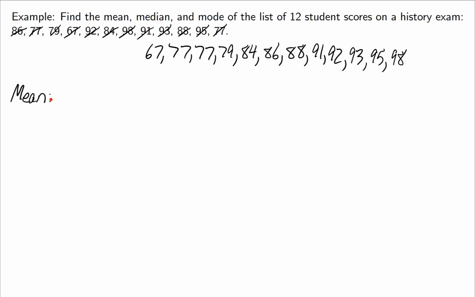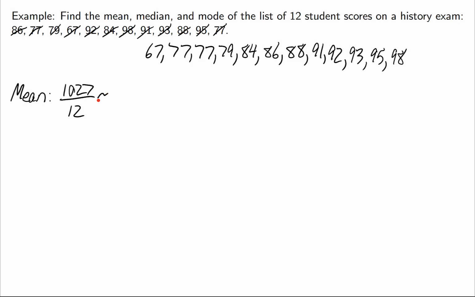When I add up all of my values for the mean, I get 1,027. I need to divide that by 12. And I get approximately 85.58. This time this is a score, so I don't have really any unit to put on it.